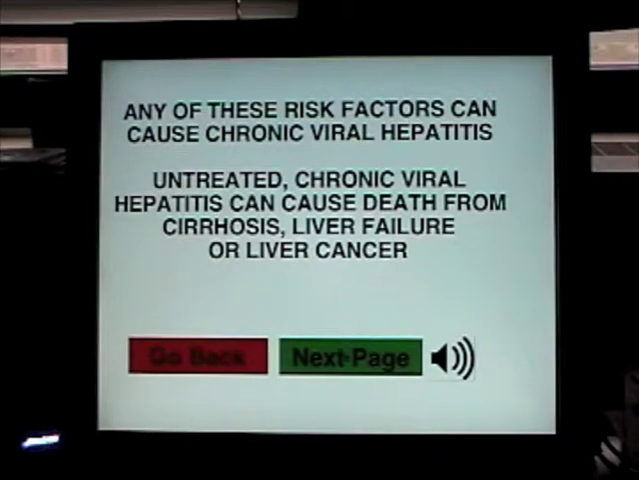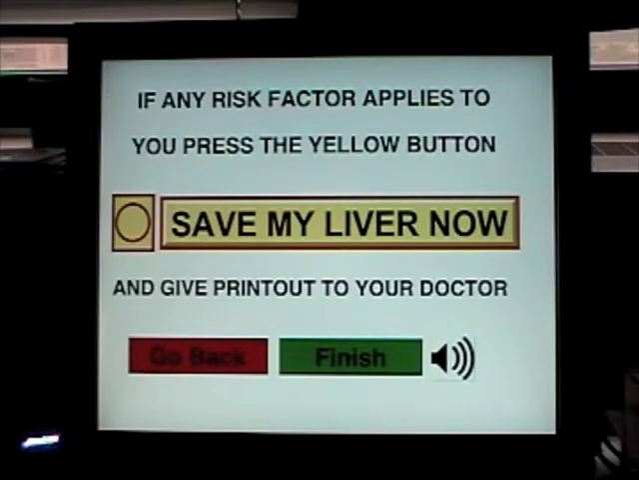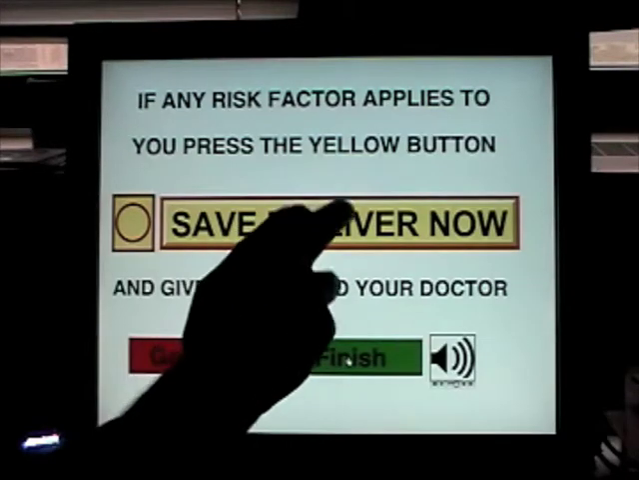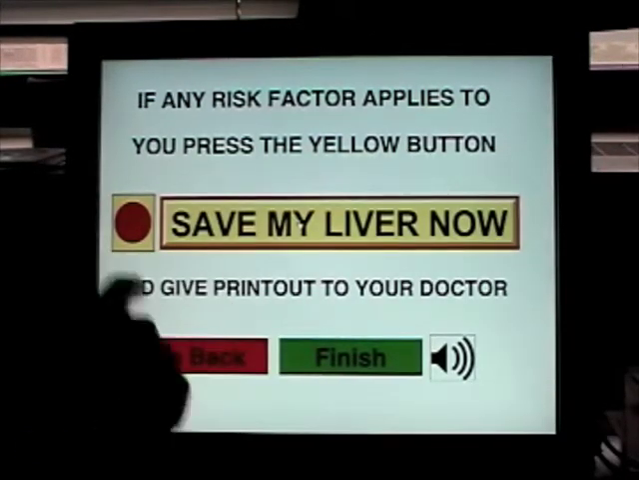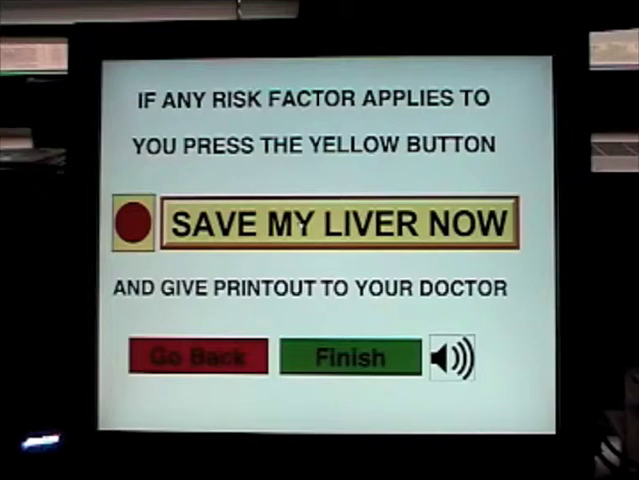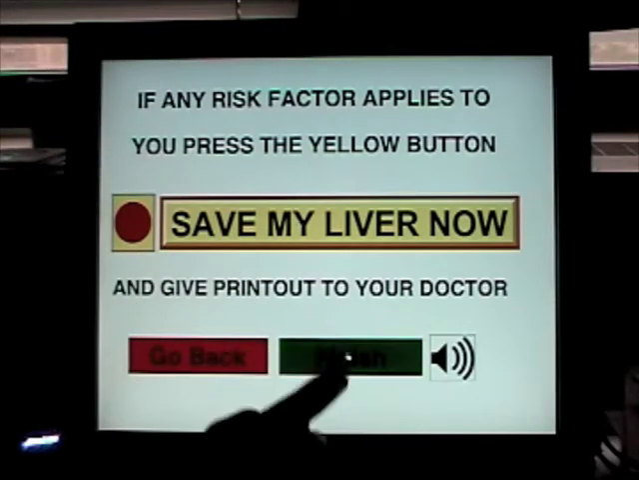Any of these risk factors can cause chronic viral hepatitis. Untreated chronic viral hepatitis can cause death from cirrhosis, liver failure, or liver cancer. If any risk factor applies to you, press the yellow button, Save My Liver Now, and give printout to your doctor. So if they have a risk, they just hit the big yellow button, and boom, and they can acknowledge that it was being hit by seeing the red circle, and then they would hit the survey.